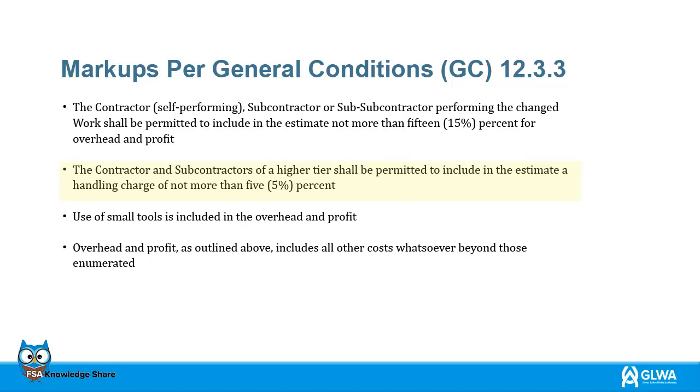Use of small tools is included in the overhead and profit. Overhead and profit, as outlined above, includes all other costs whatsoever beyond those enumerated.